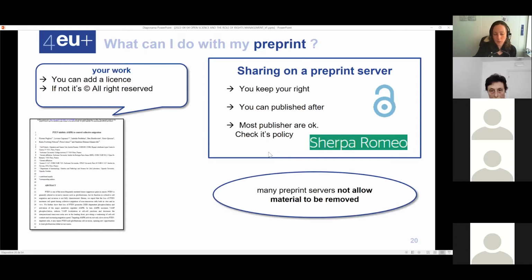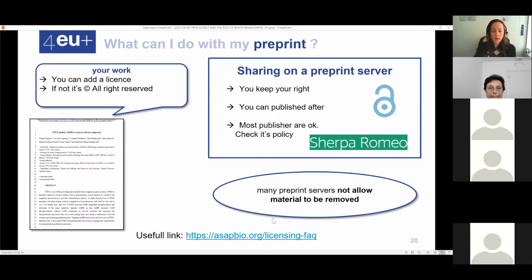Just a quick warning: if you share your paper on a preprint server, many preprint servers do not allow material to be removed. This is because preprint servers are archives, and preprints remain a part of the permanent scholarly record. This is an archive function. So it's a little warning you have to keep in mind.